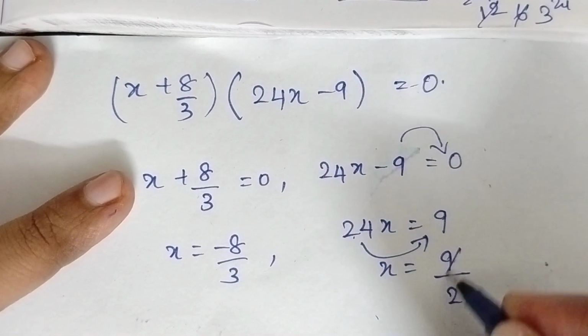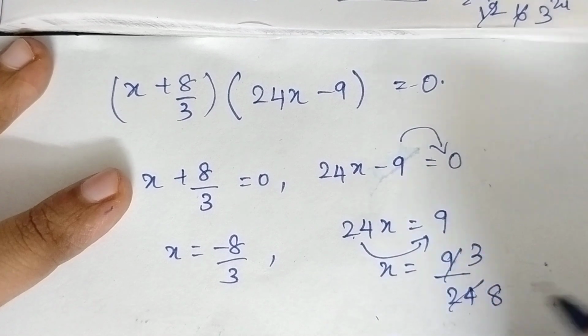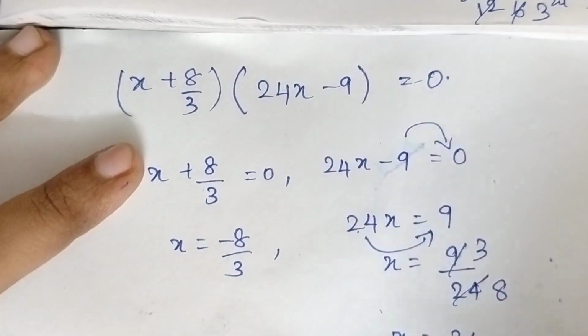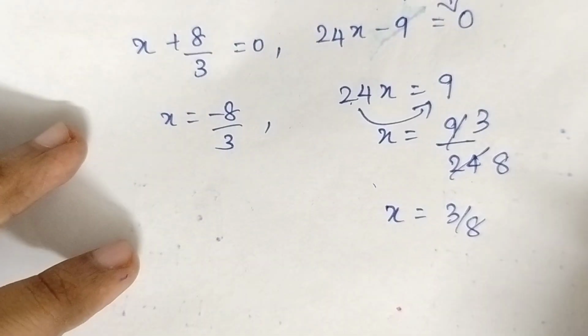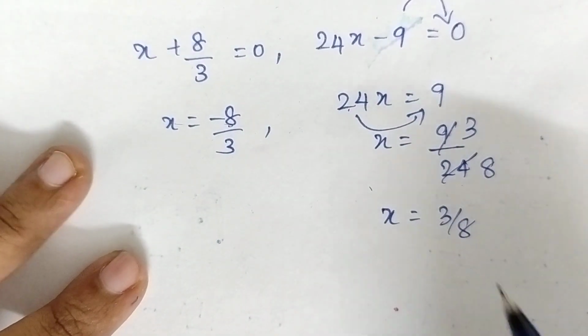Therefore, we know that 3 3s are 9 and 8 3s are 24. So, 3 by 8. So, what are the two values I get? Here x is equal to minus 8 by 3 and x is equal to 3 by 8.